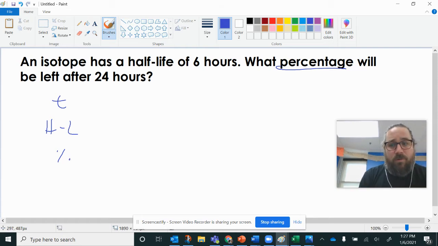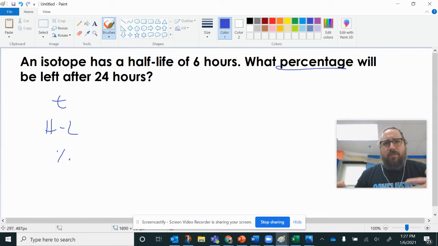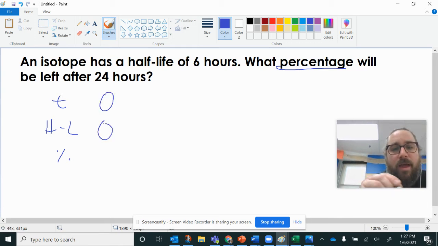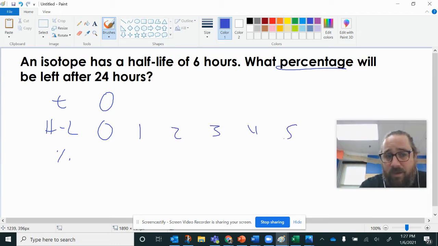Sometimes that will be the number of grams left or the amount of radioactivity. The top two rows are always going to be the same. The bottom one depends on the question. So students love to screw up this part. They love to skip the 0 here and the 0 here. After 0 time, 0 half-lives have happened. Then I just say 1, 2, 3 half-lives, 4 half-lives, maybe 5 half-lives.